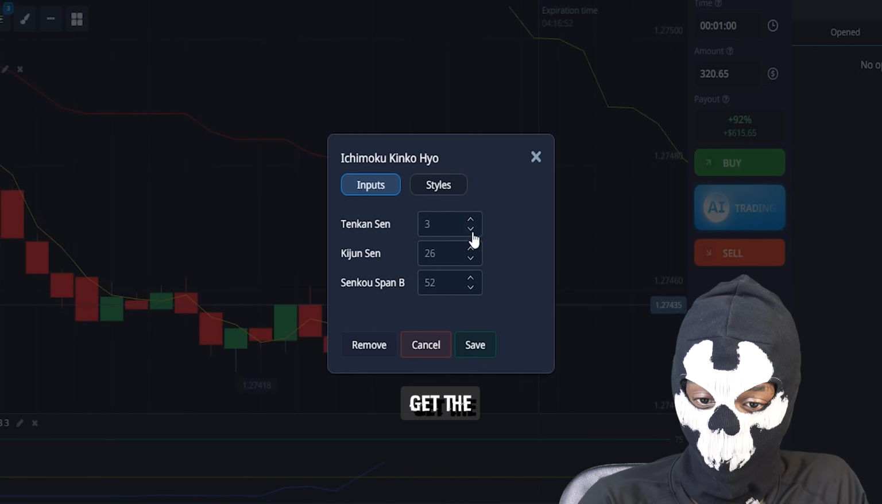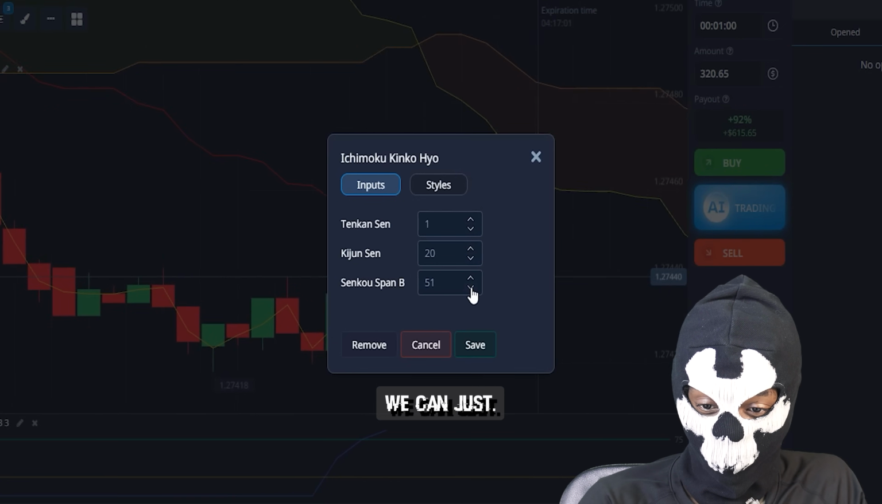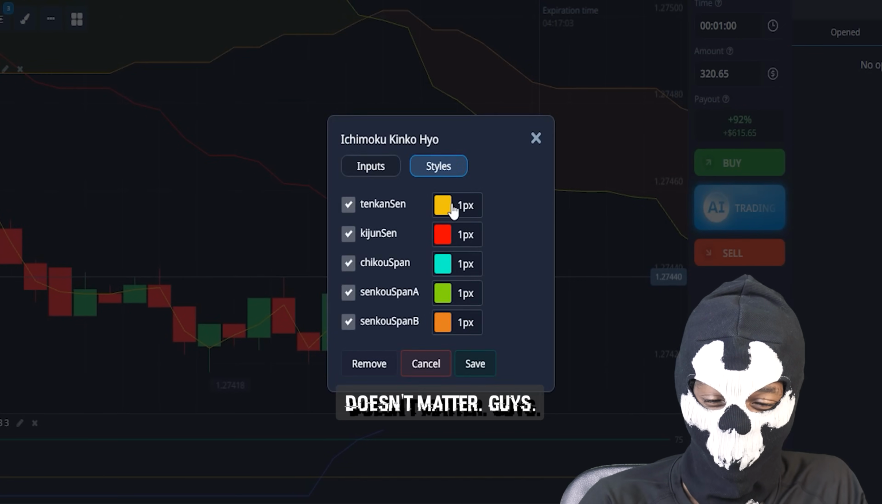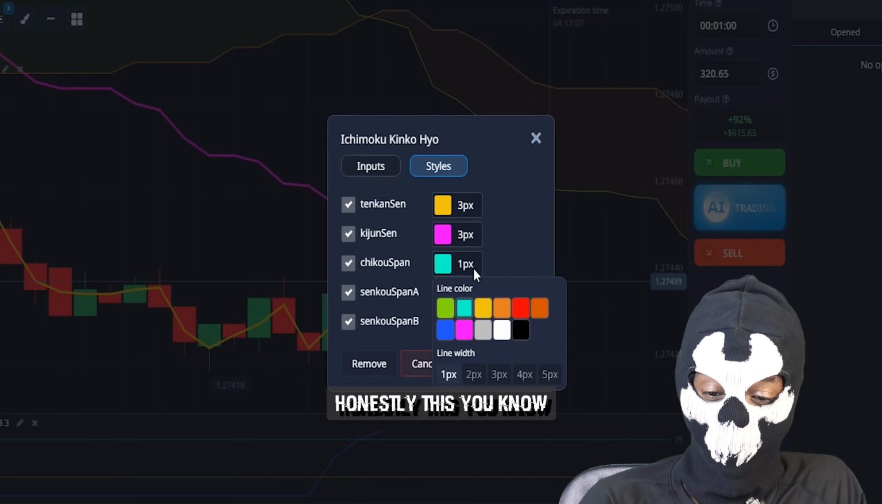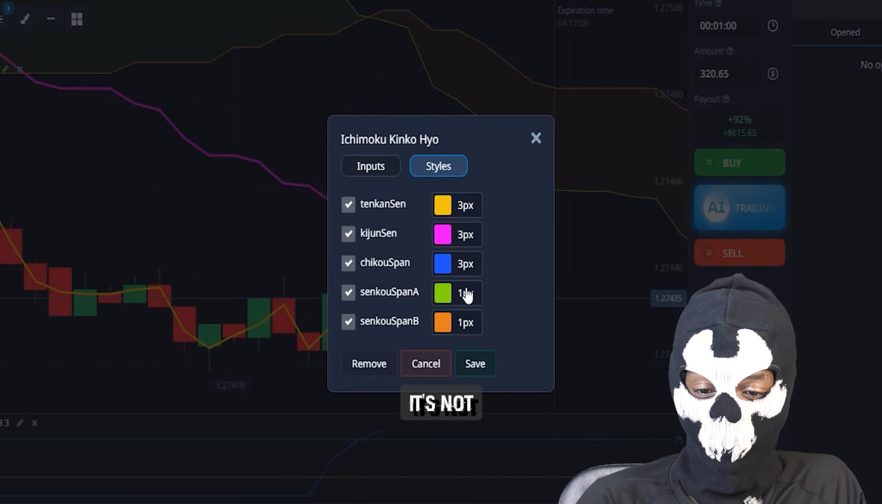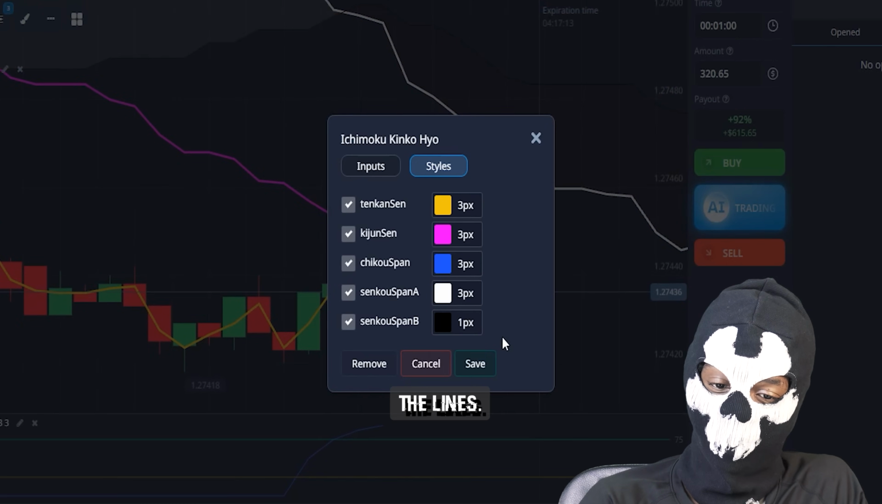These are the indicators we're going to use: Vortex, Ichimoku, trend cycle. I'm going to edit the indicators. You can see Ichimoku. You can just follow all the settings that I'm using. The style doesn't really matter, guys. You can choose whatever you feel like. Honestly, it's not really important. It's just the colors and the size of the lines.